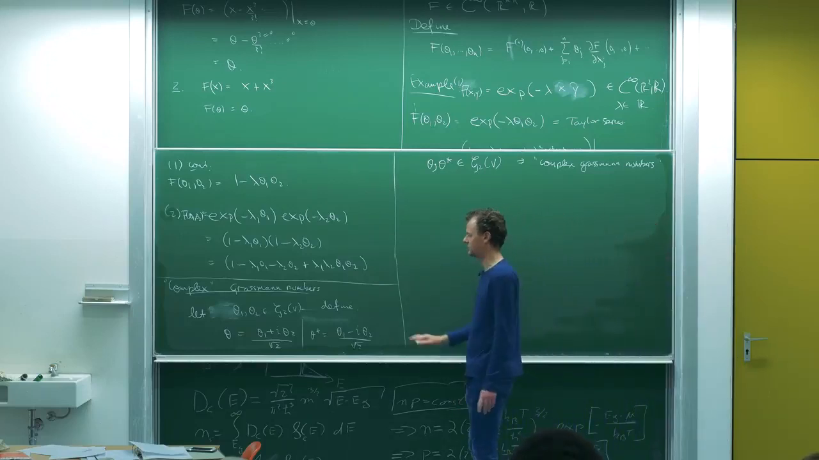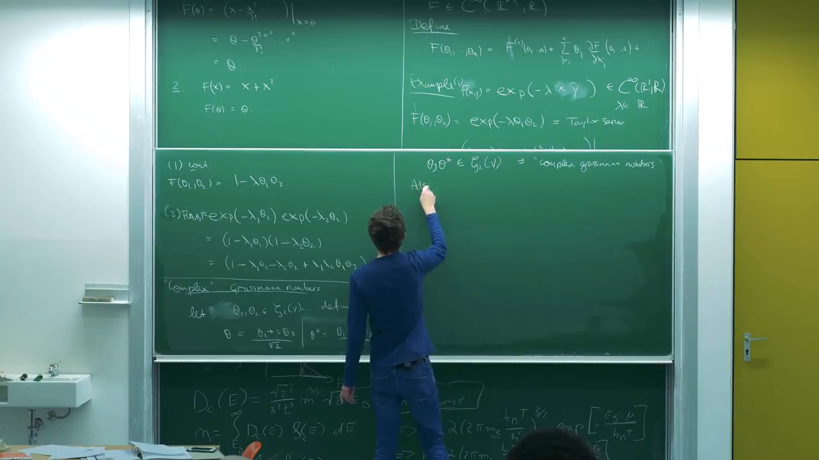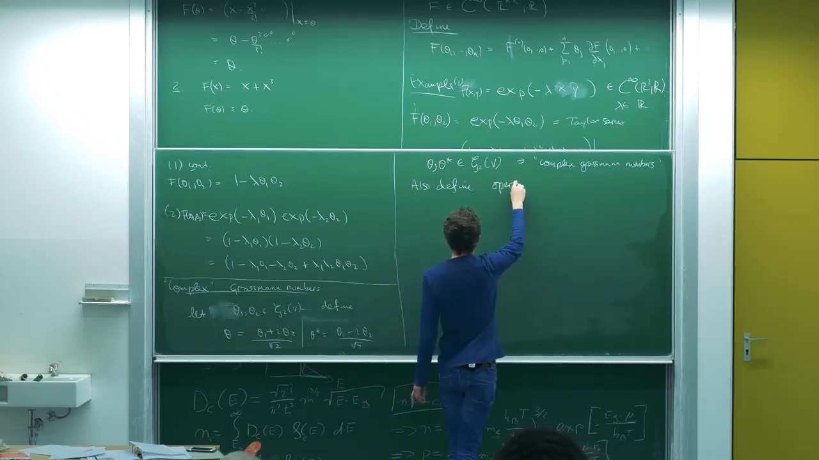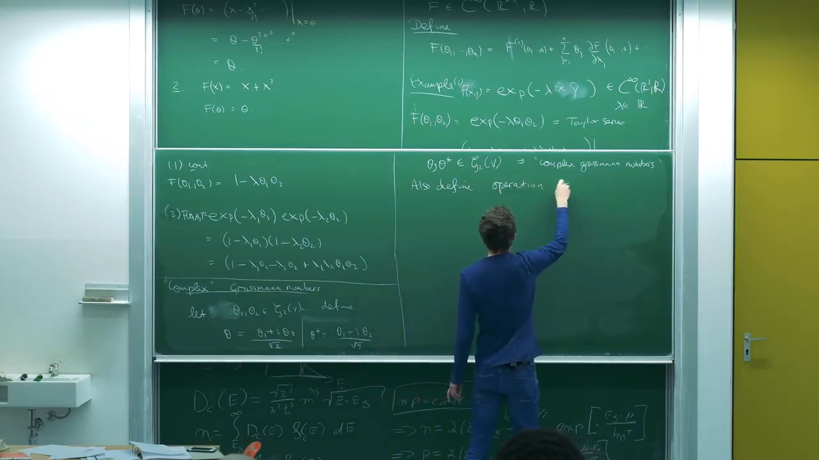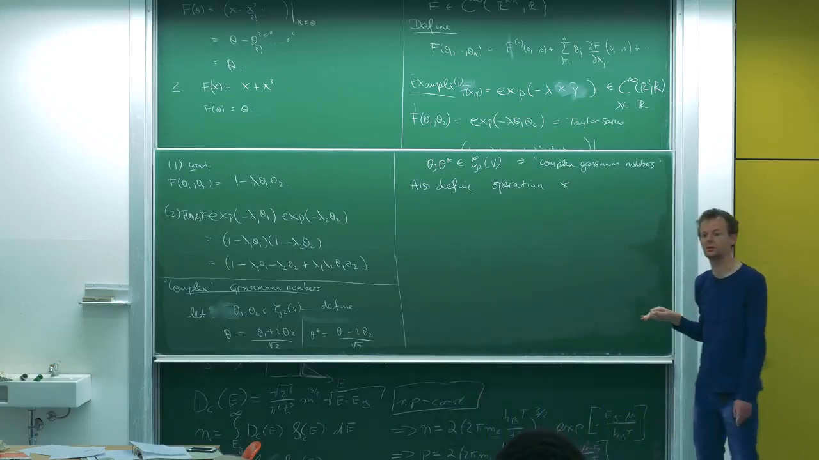There is a deal of arbitrariness in how we do this. And we're also going to define an operation star, which takes the complex conjugate of a complex Gaussian.